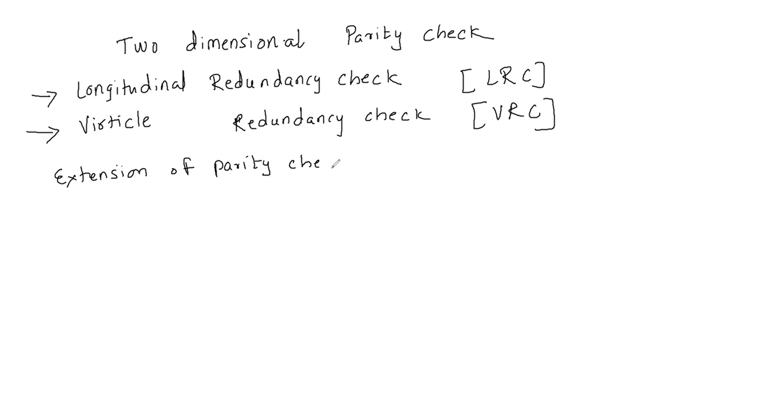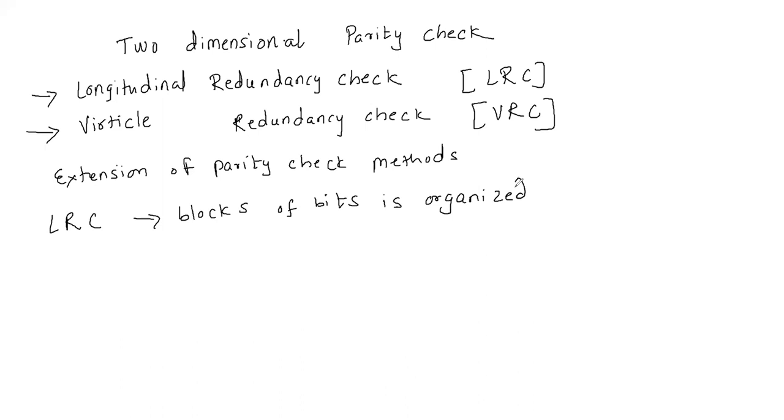As two dimensions means there will be a row and column, there will be row and column for detection. So let us see the first, LRC. LRC is longitudinal redundancy check. Here the data block of bits is organized in the form of a table, and that table will consist of rows and columns.